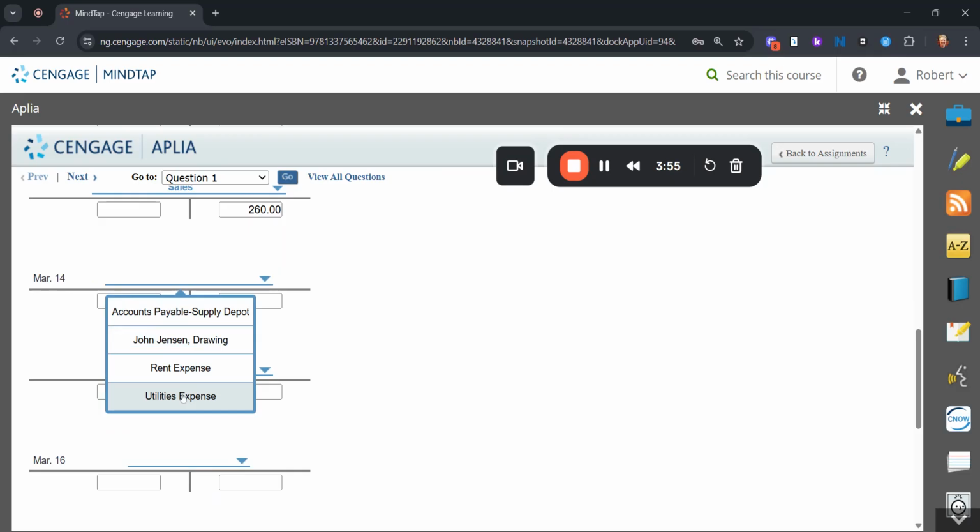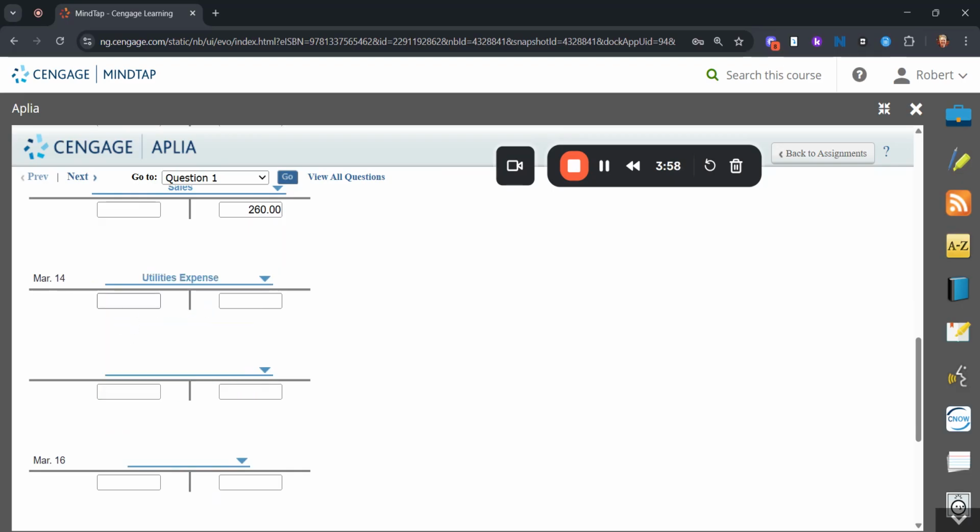So here's utilities expense. So that's going to go on the left side on debit because that decreases owner's equity. So it falls under that utilities expenses. The expenses fall under that owner's equity umbrella. So this decreases it. So that's why that goes on the debit side. And we have cash. Cash decreased because that was paid out for the phone bill, $54.